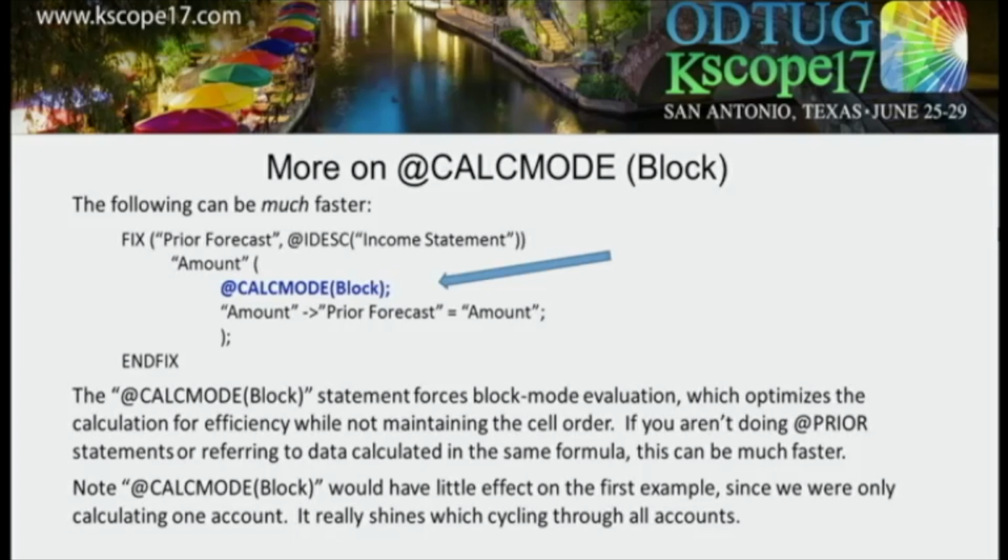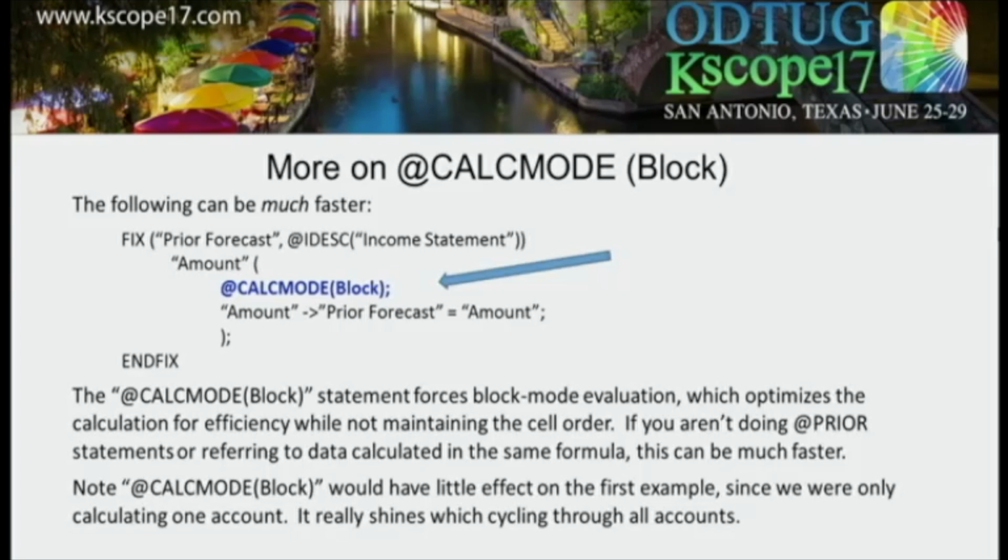All right. You put a calc mode block in there, like that. That will then force this to go into block mode, not cell mode. You'll see a dramatic increase in speed of executing this. Don't do this if there is a dependency between the accounts. If you are calculating sales and then you want to calculate a cost of sales on the previously calculated sales, that's a dependency. You can't do calc mode block on that. But if you aren't doing that, this will run much, much faster.